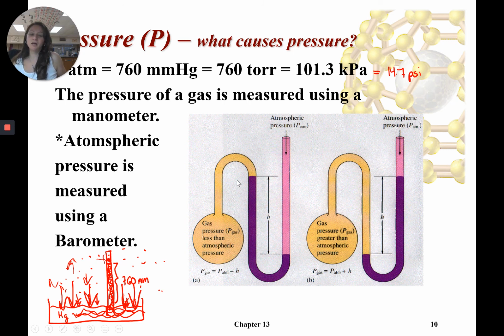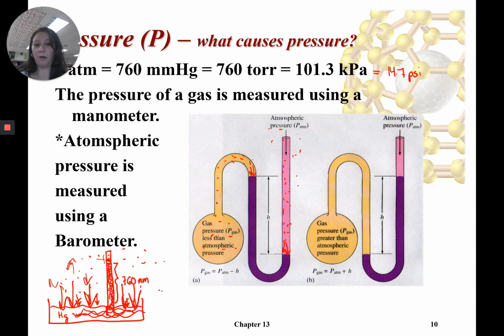If you look at this, you'll see that the gas particles here are going to collide together. They're pushing on everything, on each other, on the walls of the container, and they're also pushing on this liquid. Same thing with the atmosphere here. Those gas particles are pushing on everything, including on this liquid.